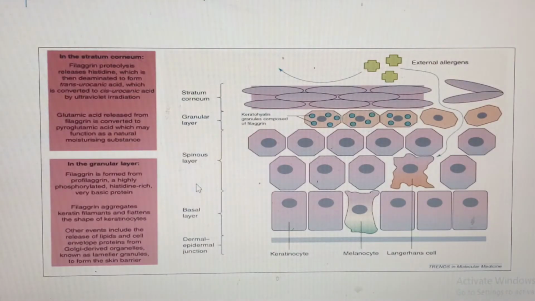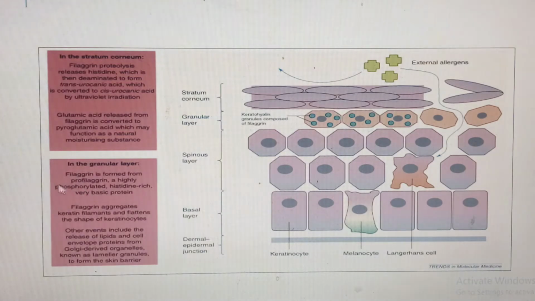But one other thing happens. In the granular layer, we see certain things in the keratinocytes, because about 90% of the cells of the epidermis of the skin are keratinocytes. So in the granular layer, there's a protein we call filaggrin, formed from profilaggrin. Filaggrin is rich in the amino acid histidine. Apart from histidine, it also has glutamic acid.